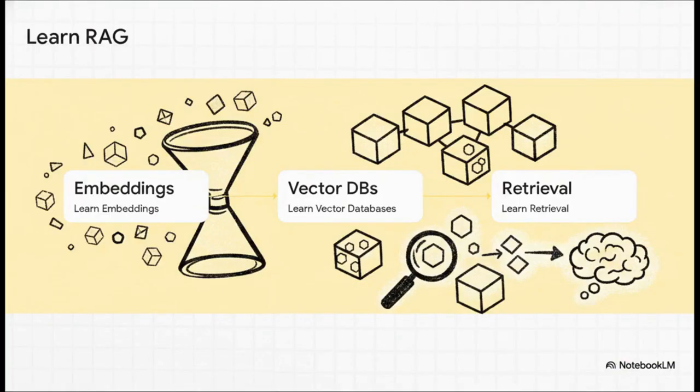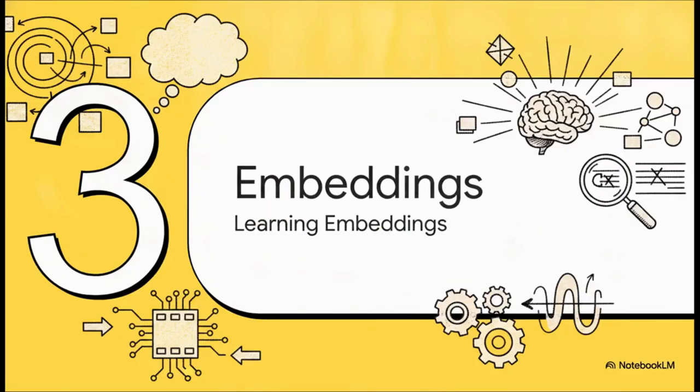Moving right along to Section 2, Understanding RAG. To really master RAG, we have to clear 3 sequential hurdles. Step 1 is embeddings, Step 2 is vector databases, and Step 3 is retrieval. And each step feeds directly into the next. You literally cannot build a successful RAG application without getting a really solid grasp on every single one of these components.